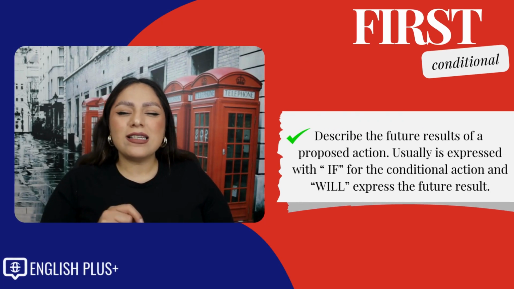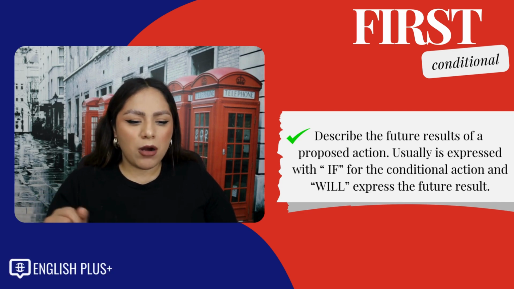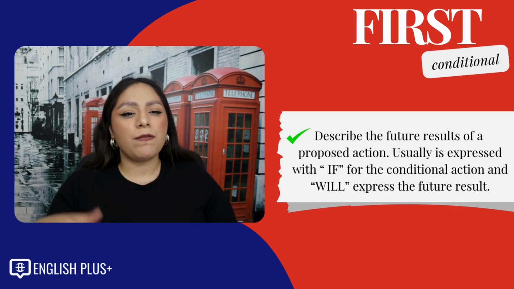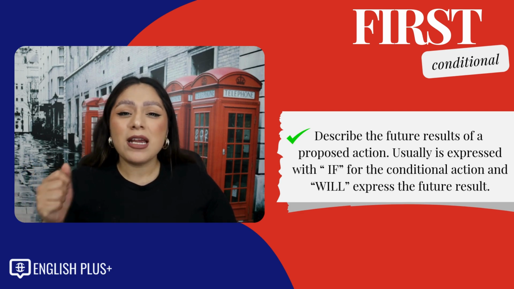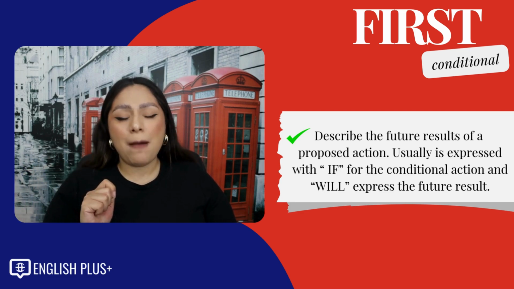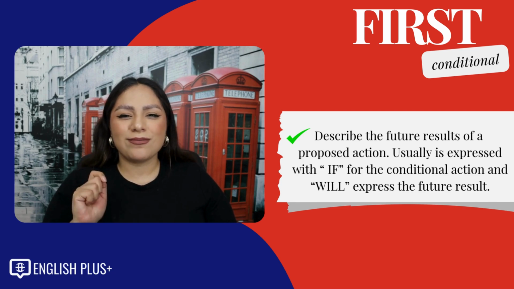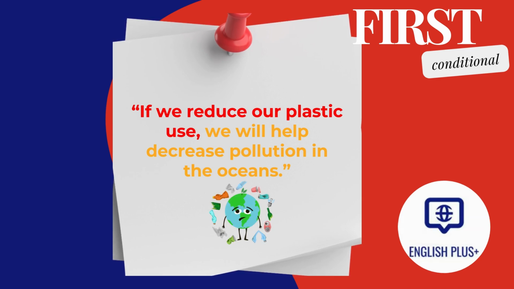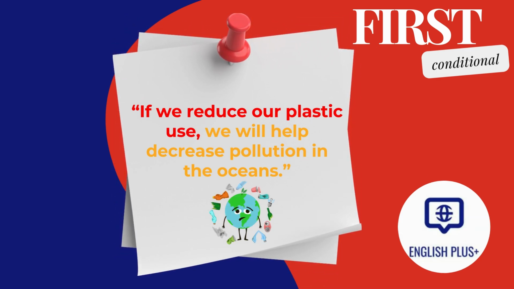Now, let's discuss the first conditional. We use it to talk about real and possible future situations that are possible to happen if a condition happens too. Let's pay attention to the examples. Let's observe the first example. Remember that we are talking about conditional actions, in this case, with possible future results. So, let's check it out.